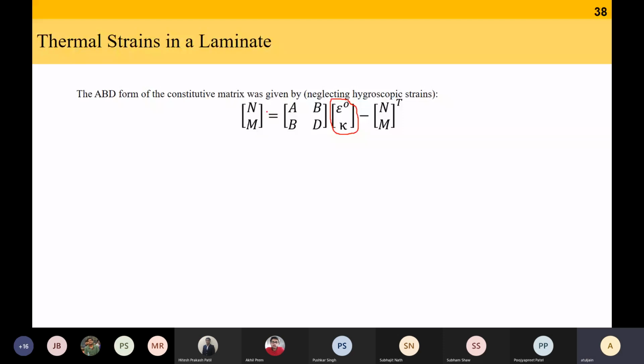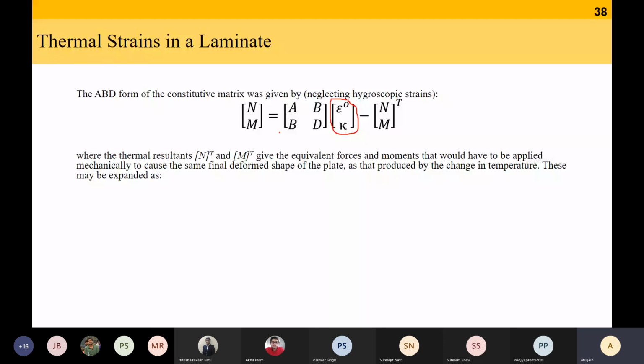Okay. N superscript T and M superscript T give us the equivalent forces and moments that would have to be applied to cause the same final deformed shape of the plate as that produced by the change in temperature. So when you are applying thermal loading, you are actually subjecting your body to a temperature gradient. Due to that temperature gradient, there are going to be resultant forces and moments. So N superscript T and M superscript T are those equivalent forces and moments that would have to be applied mechanically to cause the same final deformed shape as that produced by the change in temperature.